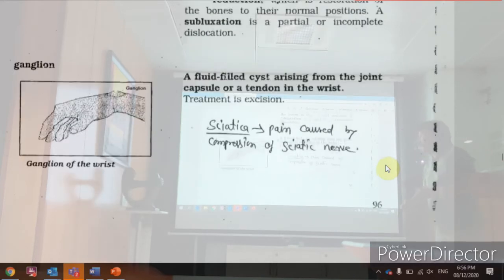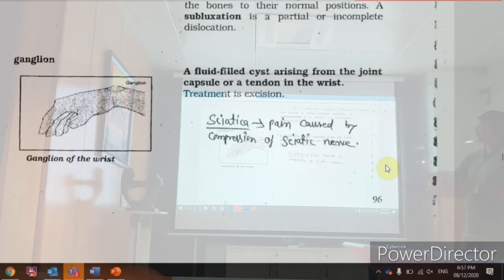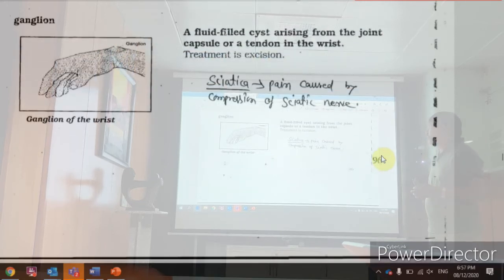Ganglion is the last disease that we mentioned. It's just a fluid kind of cyst that forms in the joint or the capsule in the tendon. The treatment is excision. Sciatica, I think it will come in your other one, joints. Sciatica is pain caused by the sciatic nerve. Whenever there is a spinal cord injury or something, a slip disc, as we call it, the disc will slip. Then the sciatic nerve gets affected, with classical radiating pain starting from your back to the back of your leg. That is known as sciatica.